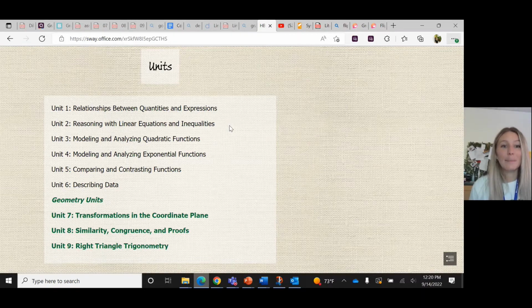functions. I'm so excited because we get to sing the quadratic formula song. We get to solve quadratic functions by factoring. It's just so much fun. It's one of my favorite units to teach, so I'm really looking forward to that upcoming unit.